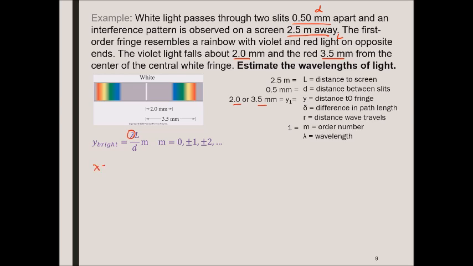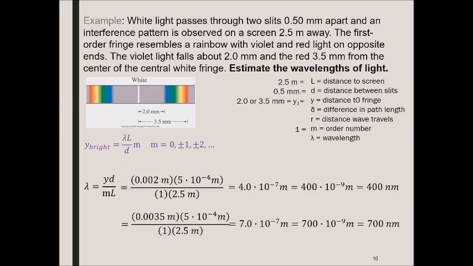So lambda is equal to y d over m L. And so we're just going to put our 2 distances as 0.002 meters for our violet, 5 times 10 to the negative 4th meters, and m is 1, because presumably the problem doesn't say anything else about any other order number, so we're going to assume that this is the first time we're seeing this effect. And we get 400 nanometers for violet, which should make sense for violet.